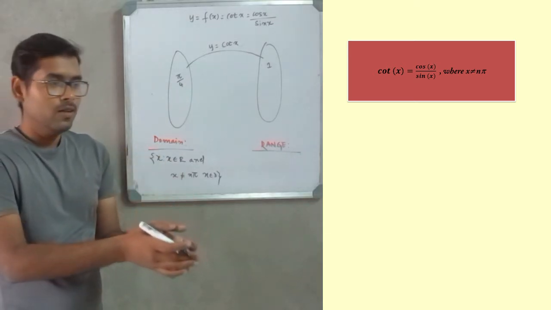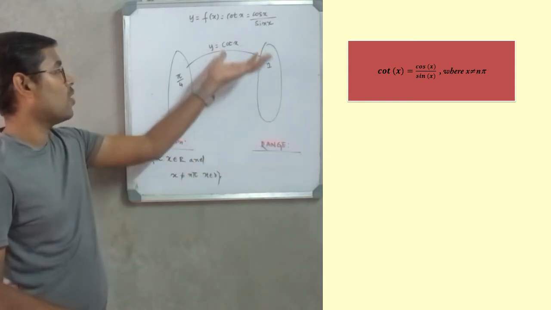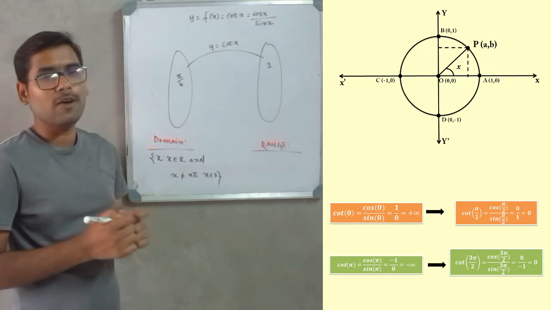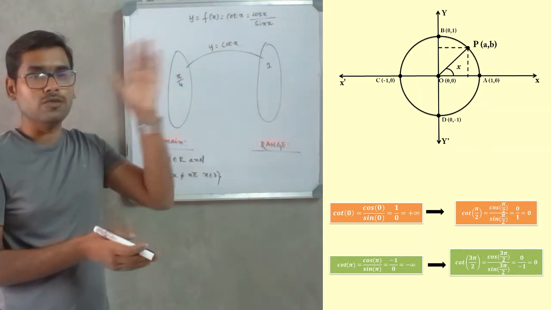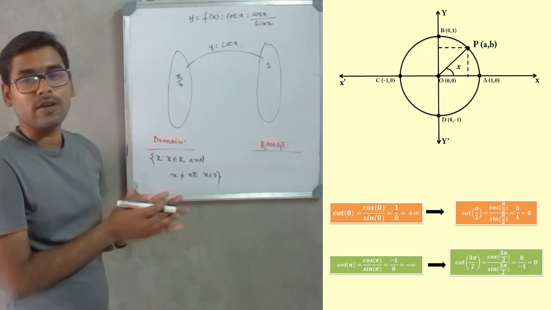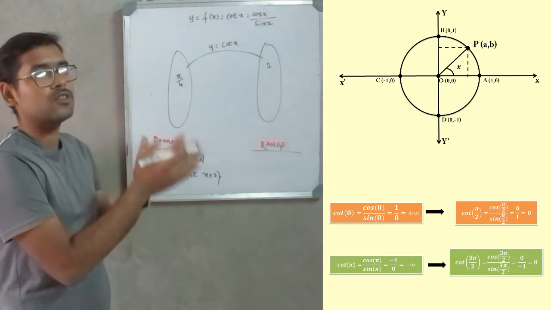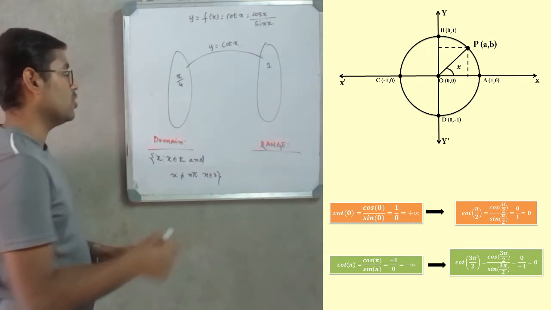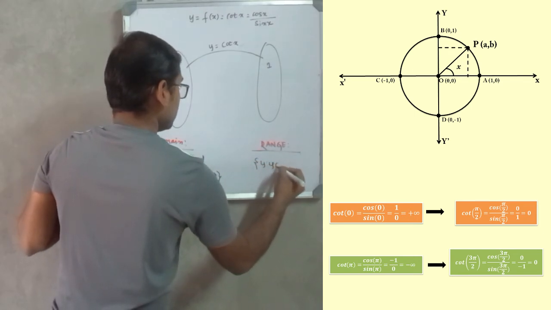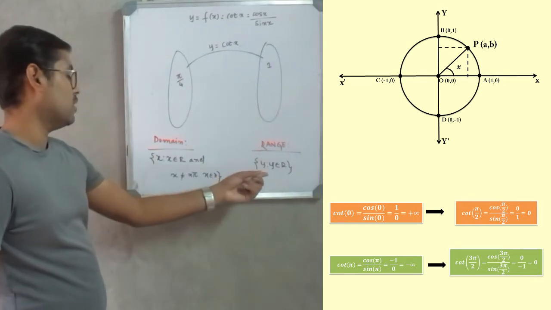What about the range? To understand the range of cot x, that is the values that cot x takes, look at this diagram. Here in the first quadrant, the value of cot x varies from infinity to 0. And in the third quadrant, it varies from minus infinity to 0. So it basically covers all the real values. So the range of cot x is the set of all real numbers.